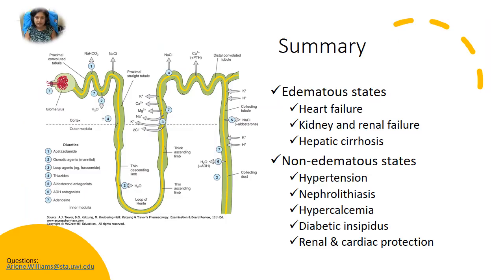So this brings us to the end of our session on diuretic drugs. We've covered all 7 classes: the carbonic anhydrase inhibitors, the osmotic diuretics, the loop diuretics, the thiazides, the aldosterone antagonists, the ADH antagonists, and the adenosine antagonists. We've related them to clinical uses, which include heart failure, kidney and liver failure, hypertension, nephrolithiasis, hypercalcemia, just to name a few.